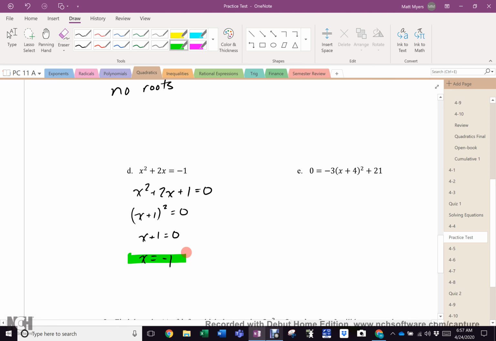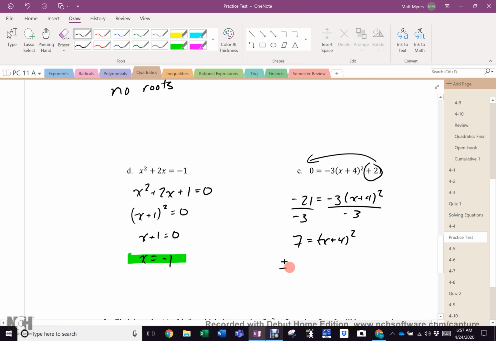And this one, ooh, freaky deaky. But remember, we're trying to isolate x. So if I move that, I get negative 21 equals negative 3, x plus 4 squared. Get rid of the 3. 7 equals x plus 4 squared. Square root both sides. Plus or minus root 7 equals x plus 4. Bring that 4 over here to get x by itself. Negative 4 plus or minus root 7 equals x.